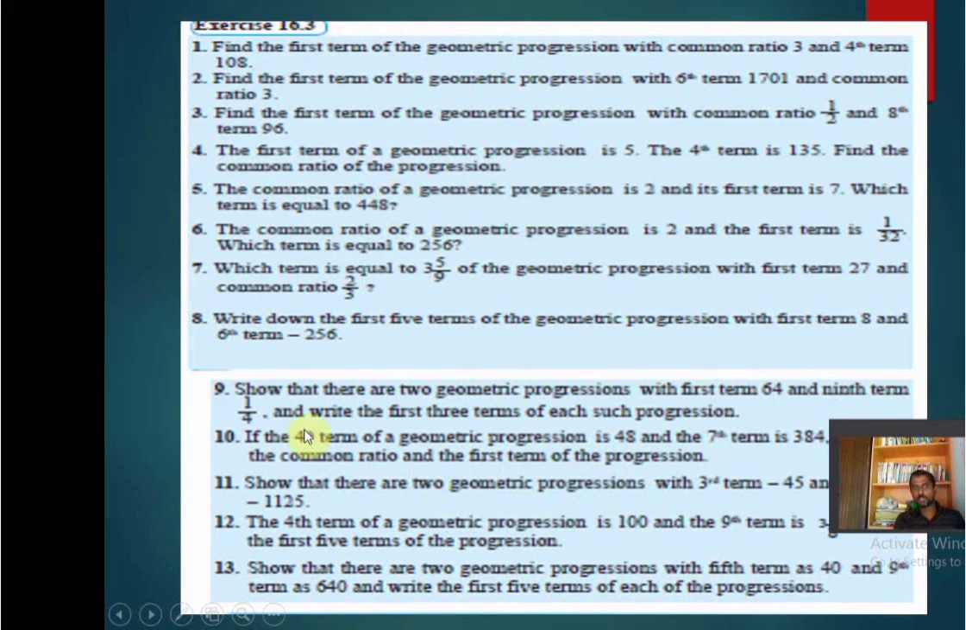Then 16.3 has some sums, right? Do those sums and try to find the answers for every sum.